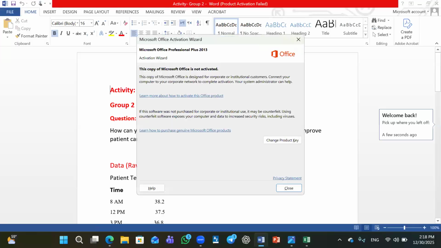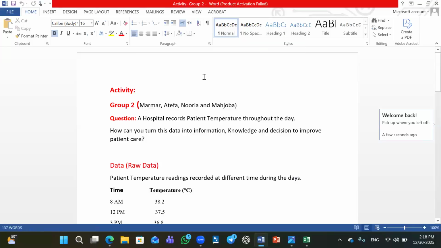I would like to share my screen. Yes, please. In here, this is the activity related to group 2. I think our classmates are also in here. This was our activity in group 2, working Marmar, Atifa, Nuria, and Mahjuba. The question was: a hospital record of a patient's temperature throughout the day. How can you turn this data into information, knowledge, and decision to improve patient's care?